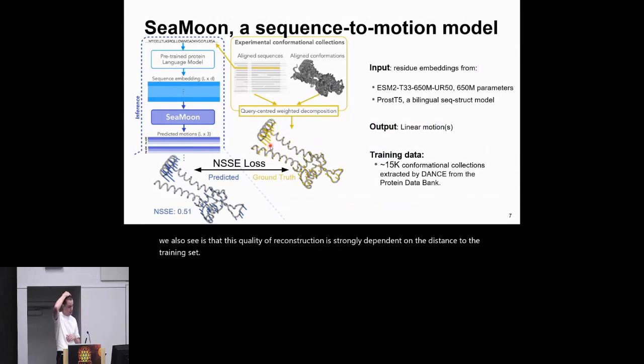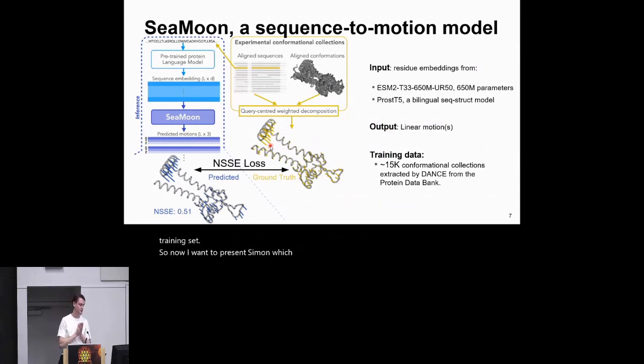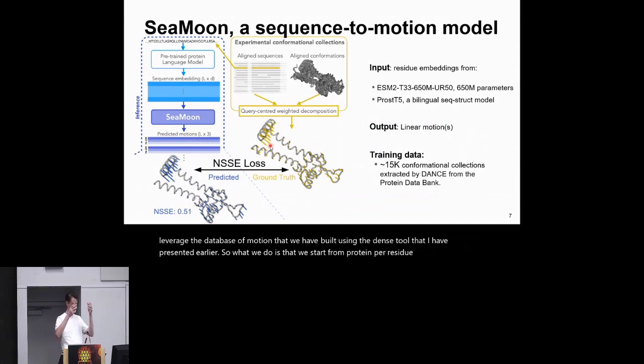So now I want to present Simoon, which is a sequence-to-motion model. The idea here is to leverage the database of motion that we have built using the DANCE tool that I have presented earlier. So what we do is that we start from protein per-residue embeddings, and we try to decode them into linear motions using a neural network. And what we try to minimize is the normalized sum of square error between the prediction and the ground truth.